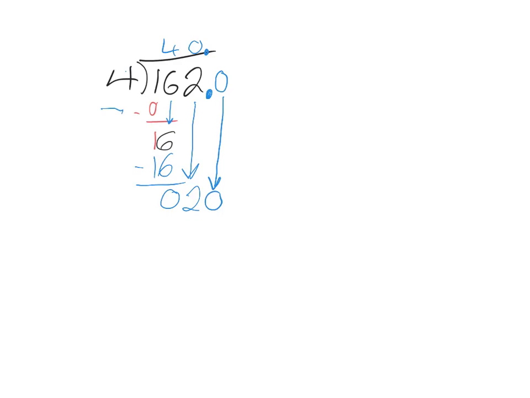Again, using our classroom anchor charts, or just knowing off the top of your head, or counting on your fingers, whatever strategy works best for you, I know that 4 will go into 20 5 times. 5 times 4 is 20. When I subtract them, I get 0. Therefore, my final answer is 40.5.